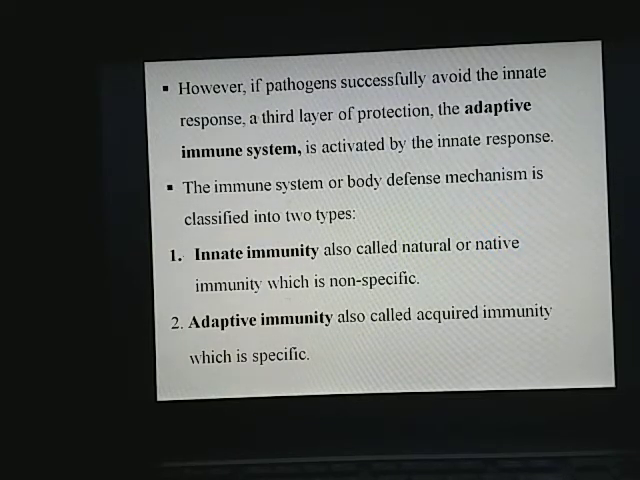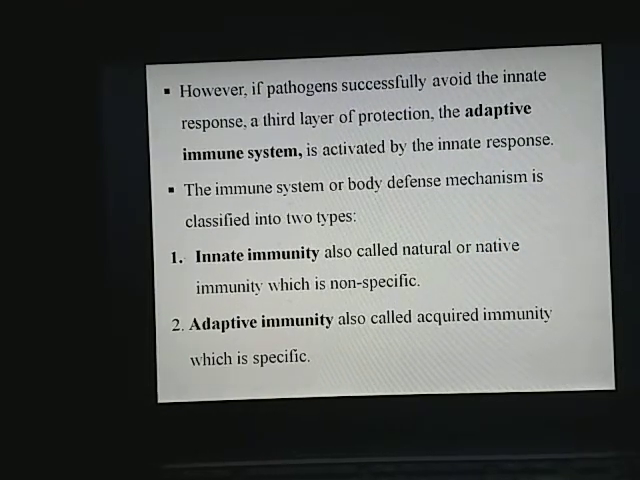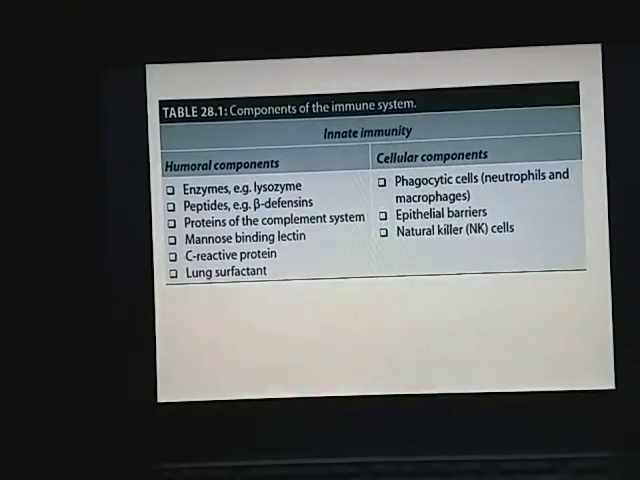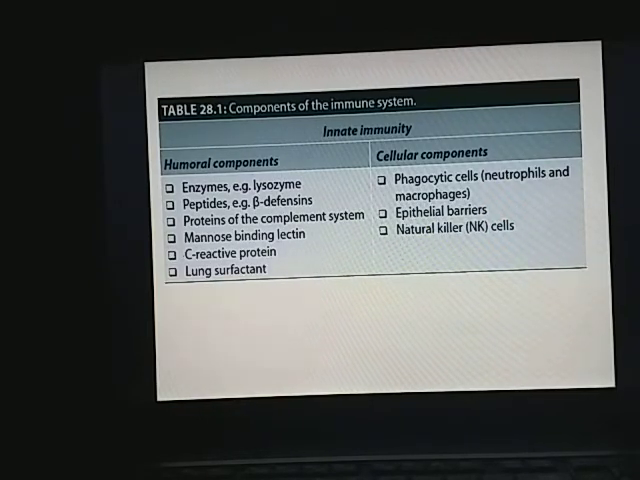Adaptive immunity is also called acquired immunity, which is specific immunity, where the immune response develops for the specific foreign antigen entering into the body. Now, the components of the immune system. So, the components of innate immunity.